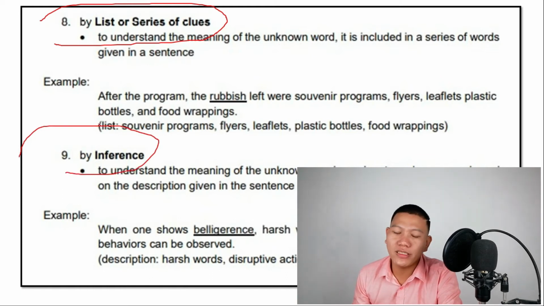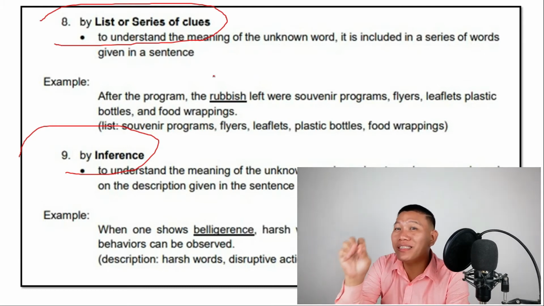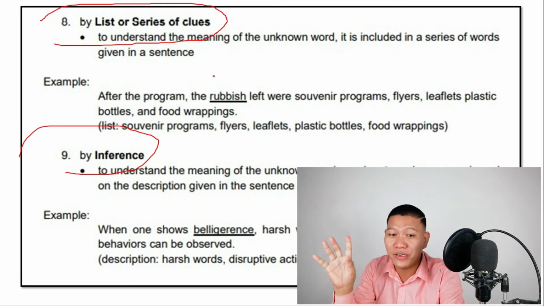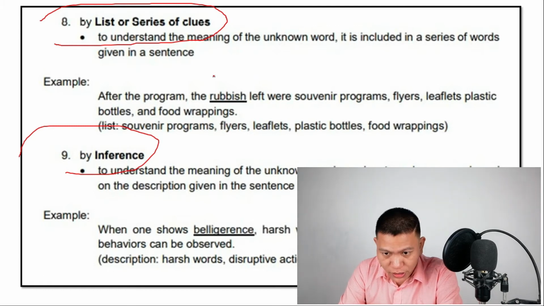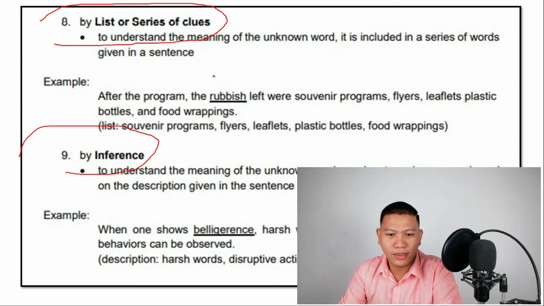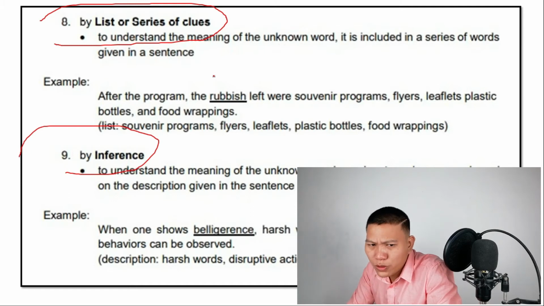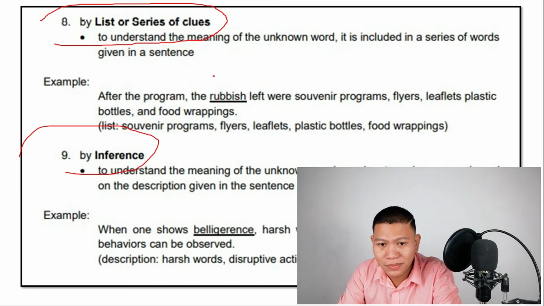So for number 8, context clue by list or series of clues. To understand the meaning of the unknown word, it is included in a series of words given in a sentence. So there are words enumerated. And from these enumerated series of words, you can identify the meaning of the unfamiliar word. Example, after the program, the rubbish left were souvenir programs, flyers, leaflets, plastic bottles, and food wrappings. Okay, so what were enumerated were souvenir programs, flyers, leaflets, plastic bottles, food wrappings. So from this series of words, we can now understand the meaning of the word rubbish.